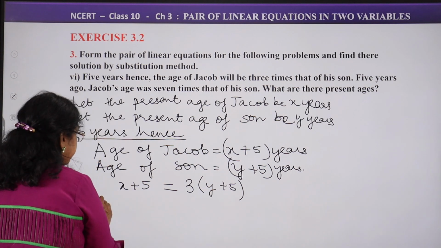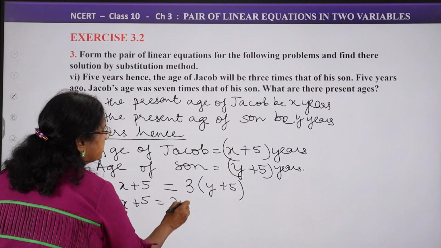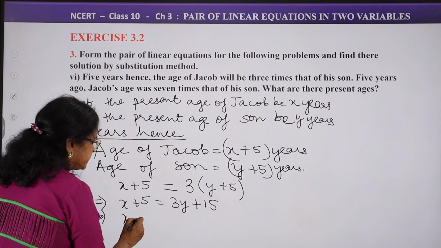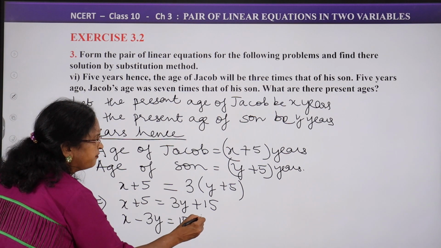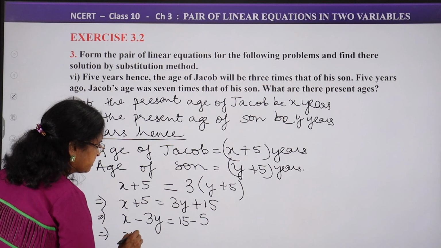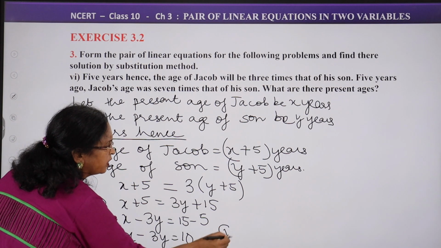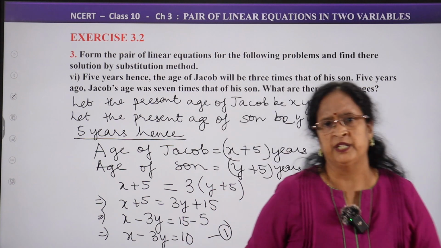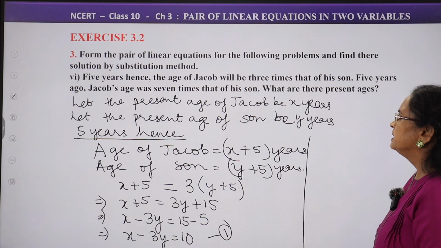Done? When we solve, x plus 5 is equal to 3y plus 15, which implies x minus 3y is equal to 15 minus 5, which implies x minus 3y is equal to 10. We got the first pair of linear equations. Now, what is the second? Second equation.